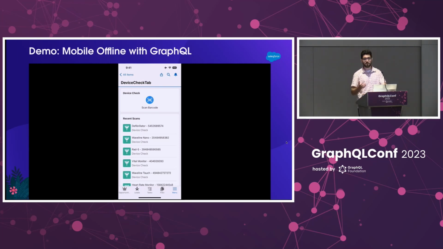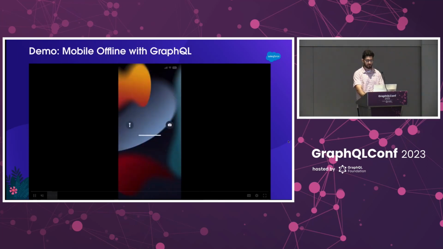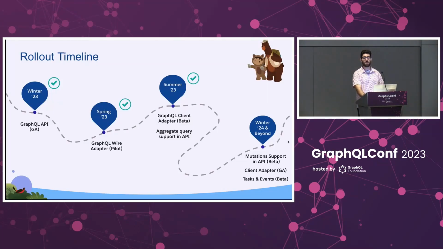And again, I would love to bring this to our customers' custom apps. We'd love to hear from you on our Salesforce Idea Exchange if this is something you'd be interested in. Just to give you some information about our timeline, we GA'd our API in Winter '23. That was a year ago. After that, we did a pilot for the GraphQL wire adapter, and then after that, we did a beta.